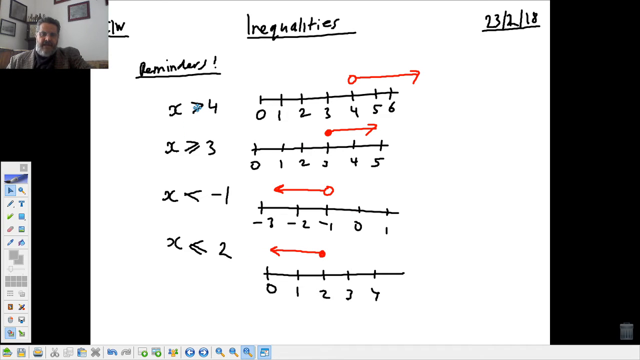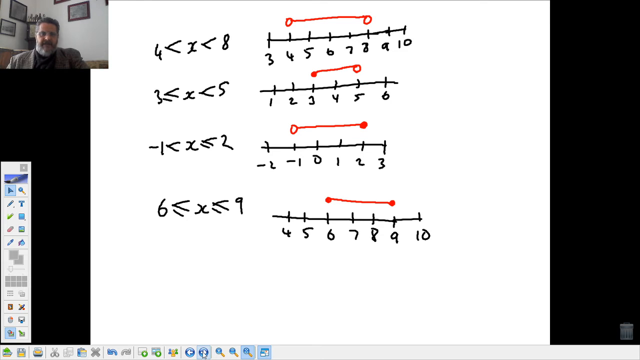If you're greater than or less than, then that number is not included. If it's greater than or equal to, less than or equal to, then that number is included, as seen by the filled in circles as opposed to the excluded unfilled in circles. Ditto for these compound inequalities, or composite inequalities, or sandwiches: 4 and 8 excluded, 3 included, 5 excluded, etc.